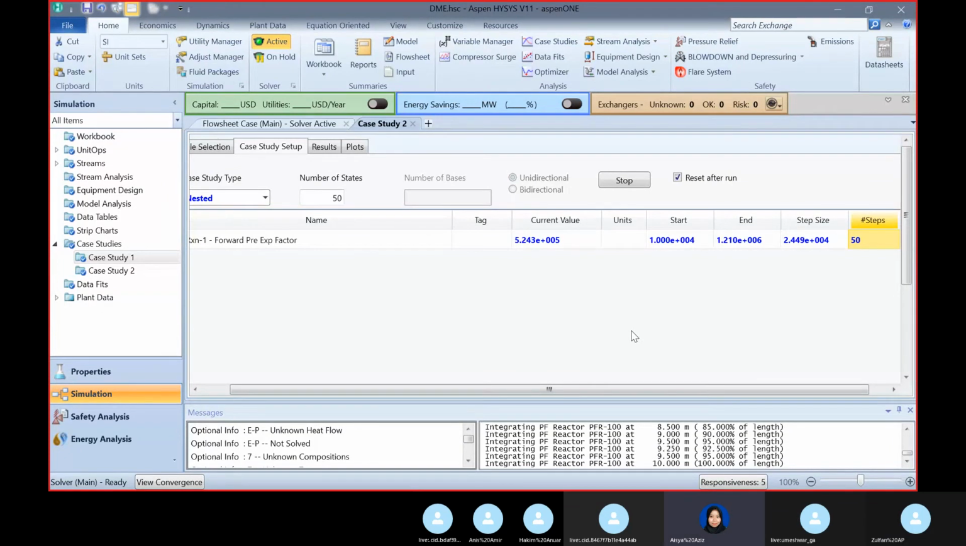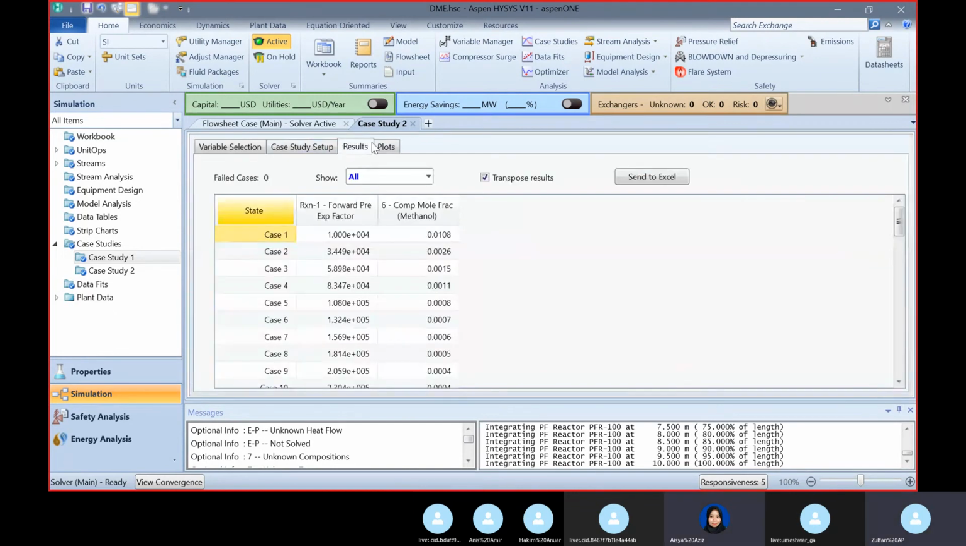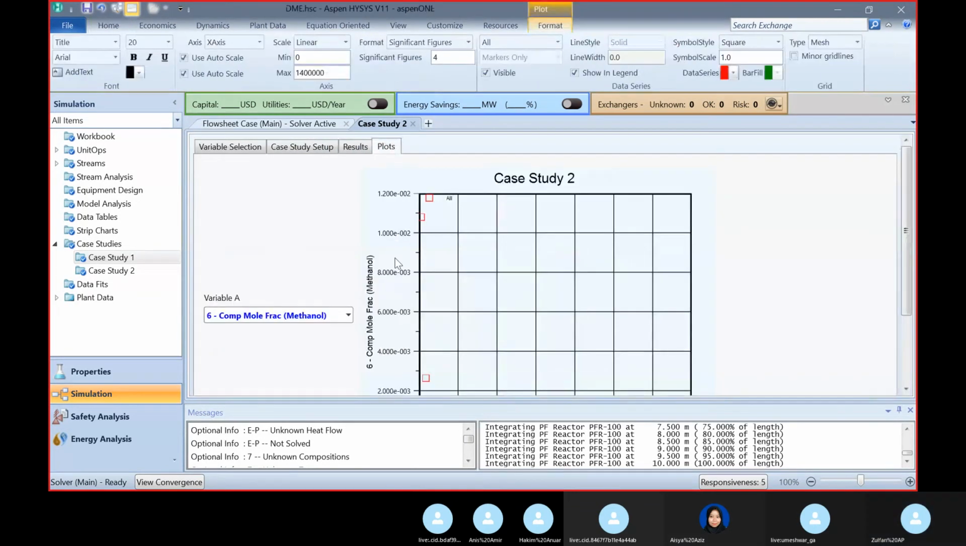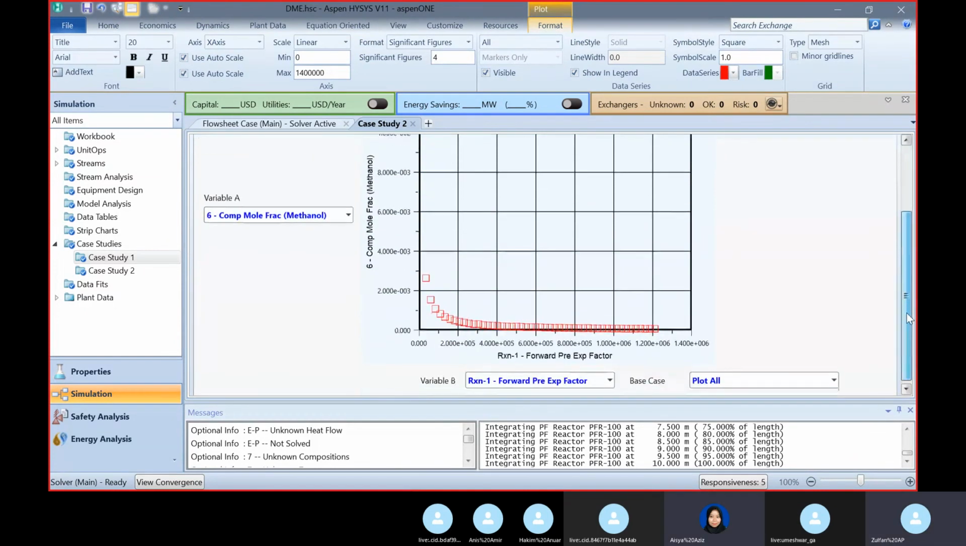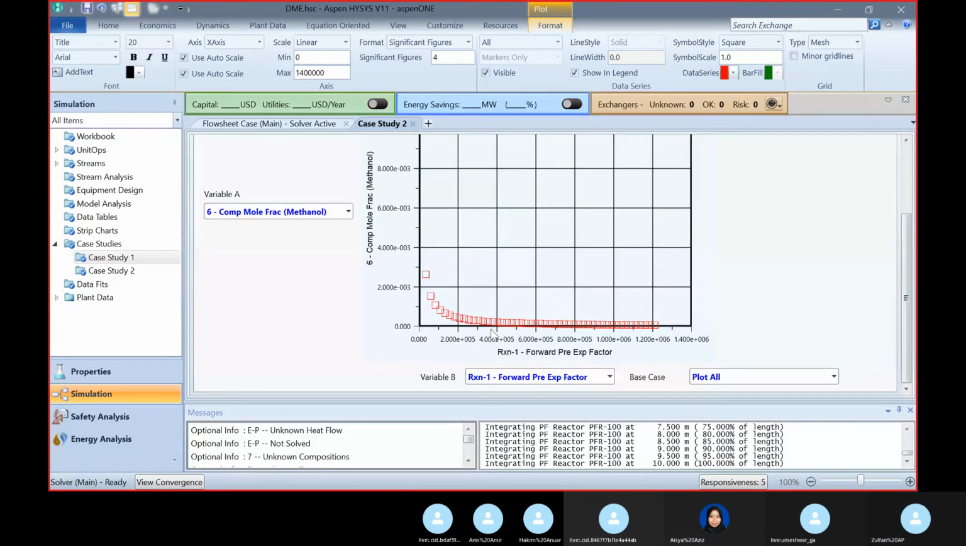Okay, this is going to take a while. Oh, it takes into account case study 1 as well. Really? I see. The length of the reactor is from case study 1. Stop. How do I stop? Is it complete? Yeah, it is complete.